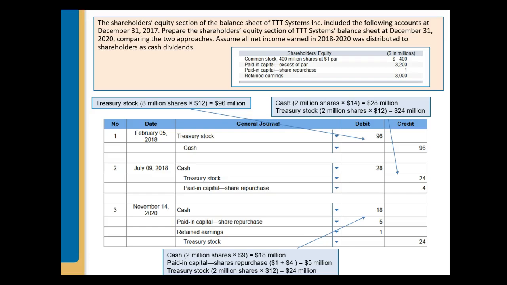Then the paid-in capital shares repurchased, we had the original balance of 1 million in our paid-in capital shares repurchased. From the above transaction, we had 4, so the 1 plus 4 we can offset with 5 million as a debit to our paid-in capital shares repurchased. And then the remaining amount, the difference, will go as a debit to retained earnings.